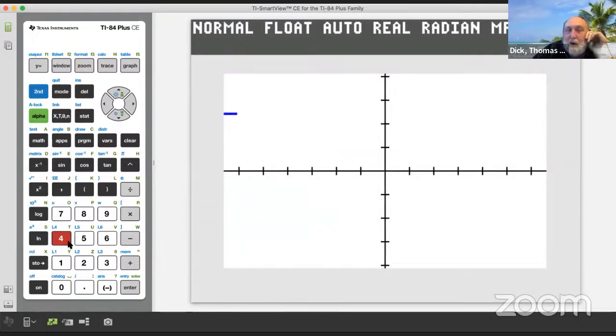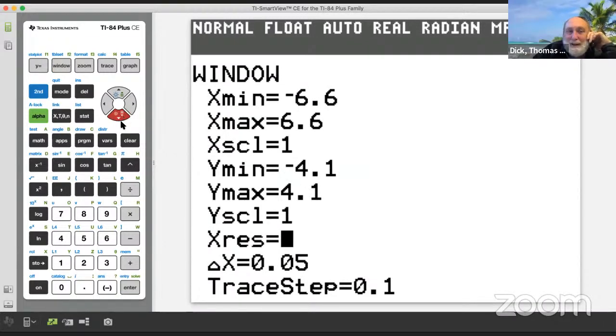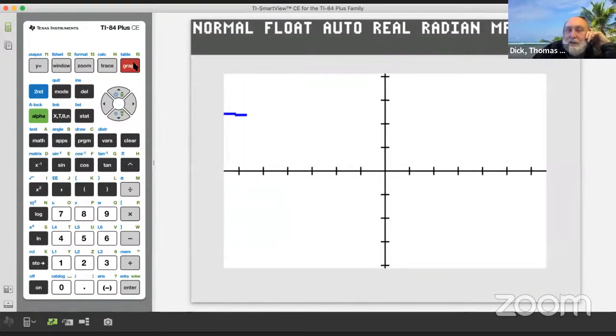Here we go. Oh, you know what? That set the res back again. So let me break that. Yeah, press on and there you go. My XRes got set back to 1. So I'll set it back to 3. And after this little hiccup here, we should see a much faster graph.